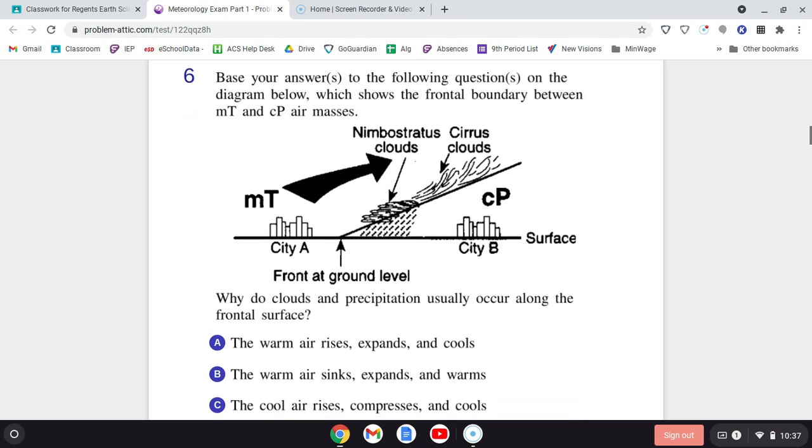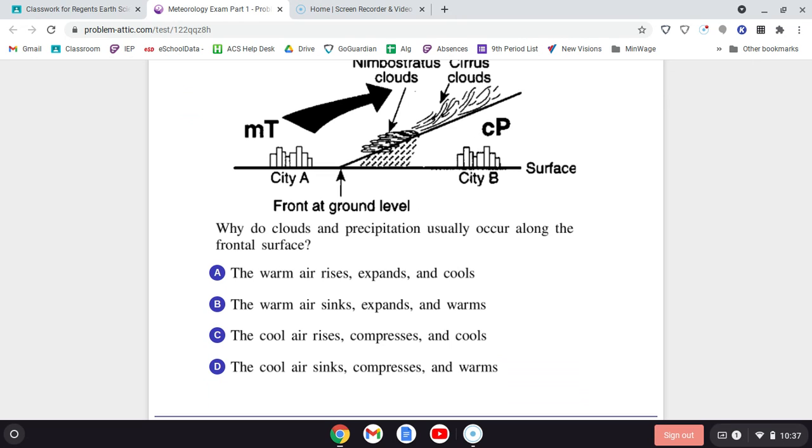So which 2 can we get rid of? C. Perfect. Let's get rid of C and D. So now you have to decide whether it's A or B.